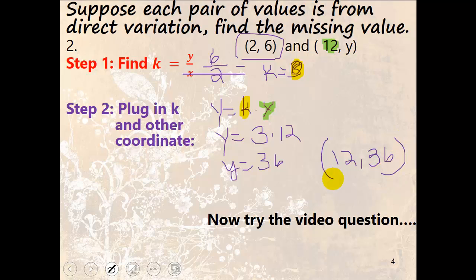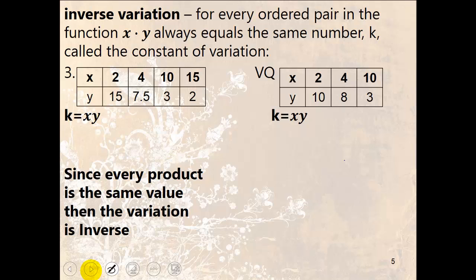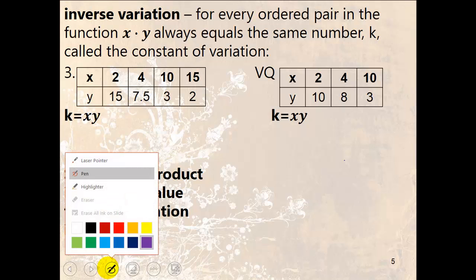If this is part of that direct variation, then the y divided by the x has to equal 3, and it does. So why don't you try the video question? If you get it wrong, write down what you did so that you can ask me about it. Now we're going to talk about inverse variation.